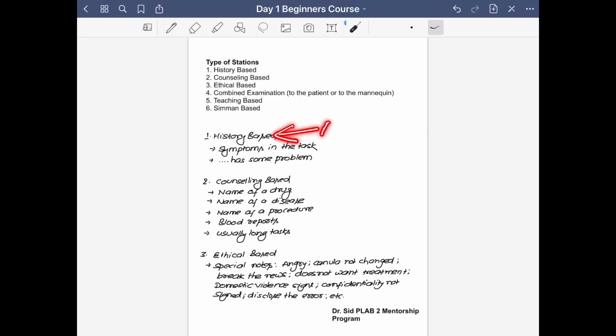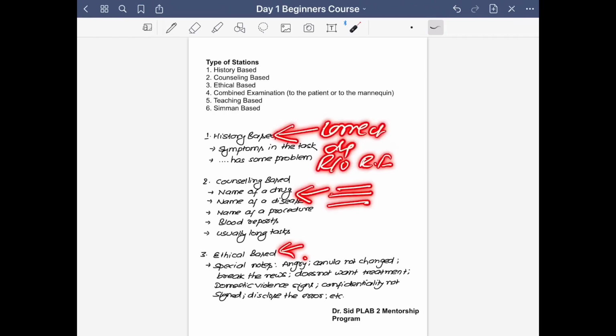Okay, now see, the main purpose of taking history in the history based station is maybe to get a correct diagnosis or sometimes to rule out the red flag symptoms. Okay, similarly in the counseling based station, you want to take the history to understand the condition better, to be in a better position to address the concern. Whereas in the ethical based station, most of the time the task is very clear and the only purpose sometimes might just be to build a rapport.